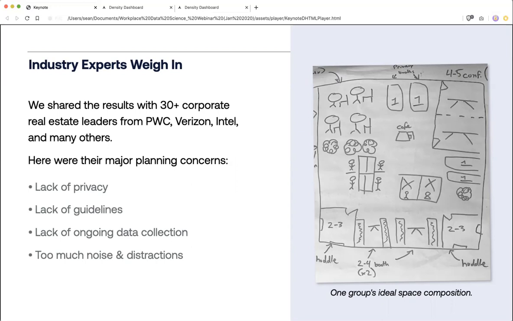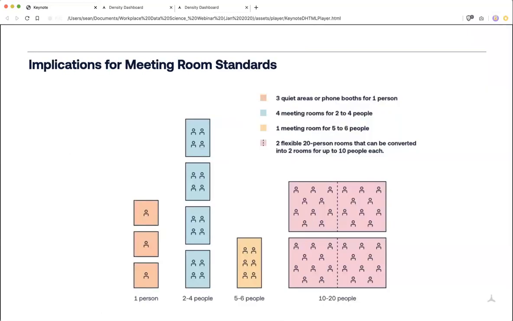So you could look at this and say, okay, great. What would be the standards for all workplaces with some of this data? So let's see what that might look like. Well, if you were to take this data and say, okay, in aggregate, how would you design a space or do allocation of space that would align with some of this data? Here's what you might do. You might have, for every 3 phone booths or areas for 1 person, you would have 4 rooms for 2 to 4 people, 1 for 5 to 6, and then 2 for 10 to 20, 2 flexible 20-person rooms that could be converted to 2 rooms. So this is pretty cool because we're using data science to allocate space and we're thinking about it strategically.